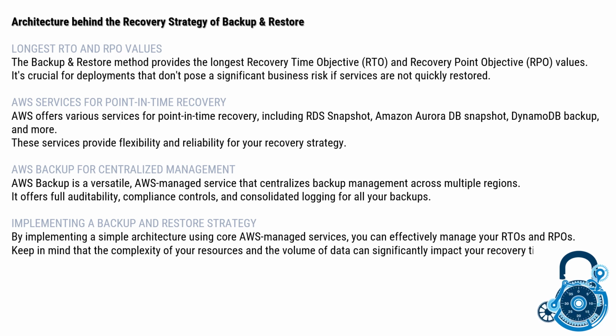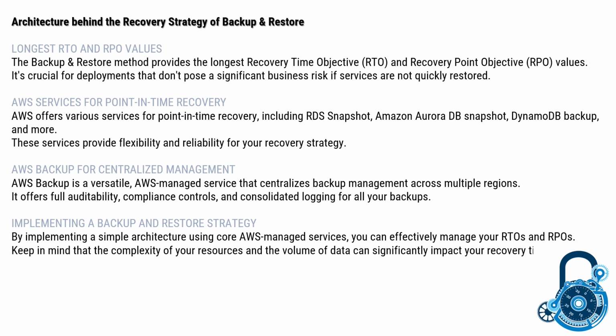If you're curious about the architecture behind the recovery strategy of backup and restore, let's dive in and explore the key elements of this approach. The backup and restore method provides the longest recovery time objective and recovery point objective values. It's crucial for deployments that don't pose a significant business risk if services are not quickly restored. AWS offers various services for point-in-time recovery, including RDS snapshot, Amazon Aurora DB snapshot, DynamoDB backup, and more. These services provide flexibility and reliability for your recovery strategy.